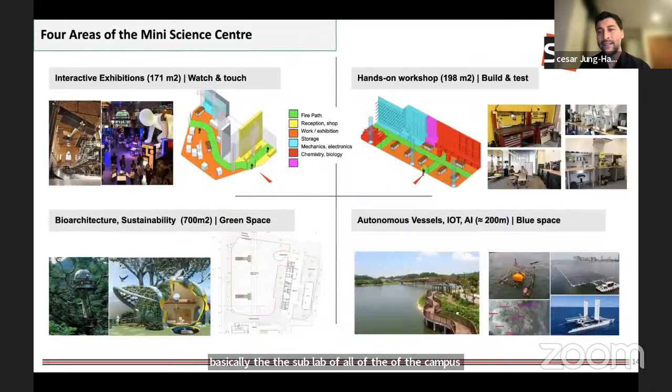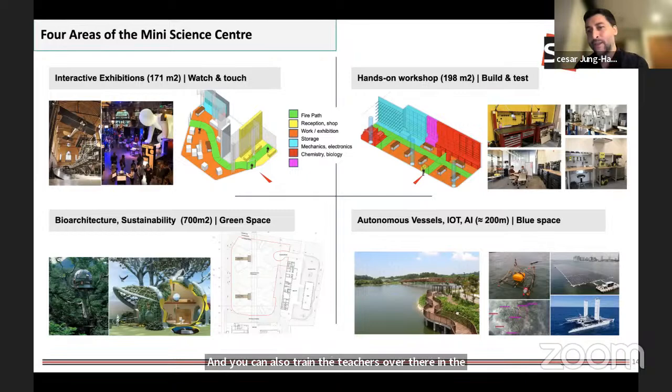And the idea would be to have interactive exhibits for young people to get them interested in STEM, workshops where they can build things hands-on, and we can also train the teachers over there, in the garden to build like tree houses, and in the ocean do all the kind of things that I just showed you before. So we hope to do that.